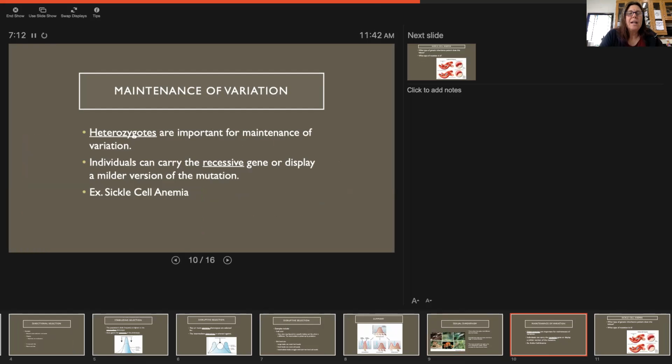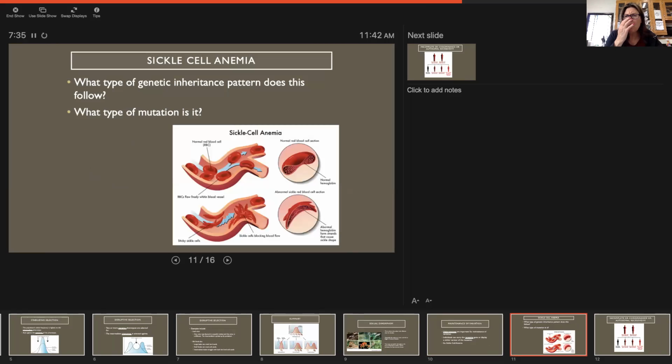Maintenance of variation. Heterozygotes are really important for maintenance of variation. Again, individuals that carry the recessive gene or display the milder version of this mutation would be an example of sickle cell anemia. We generally talk about this one in a lot of evolutionary topics because it's been so clearly defined and observable today. So when we talk about sickle cell anemia, there's a huge question about what's this genetic inheritance pattern?